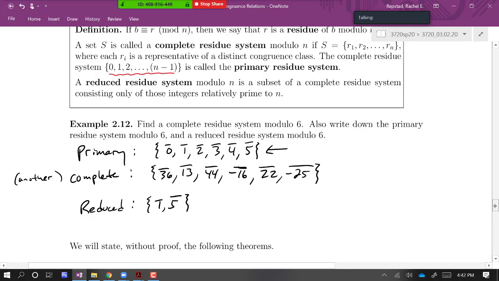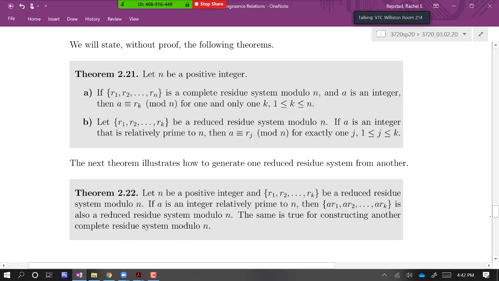Okay. A couple more theorems that we're not going to prove. If we have a complete residue system and a is any old integer, a will be congruent to one of those. So even if it's not the primary system, a will be congruent to one of those. That makes sense because we know that residues partition the set of integers, so it's just another restatement of that. If we have a reduced residue system mod n.